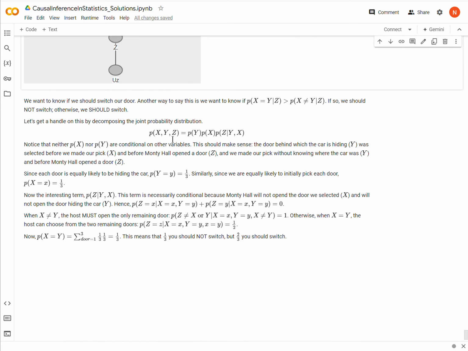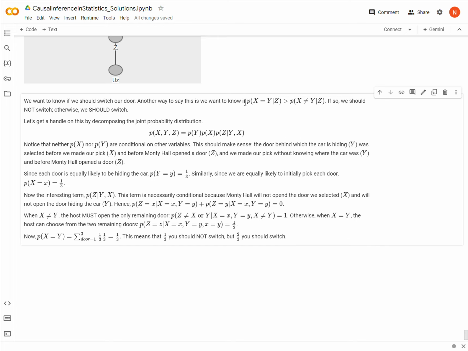Okay, so again, what we're asked is, should we switch given the whole play out of Monty Hall revealing one of the doors? Another way to say this is: what is the probability that x equals y given z? In other words, what is the probability that the door that we picked initially is the door hiding the car, given that Monty Hall has revealed whatever door Monty Hall reveals?